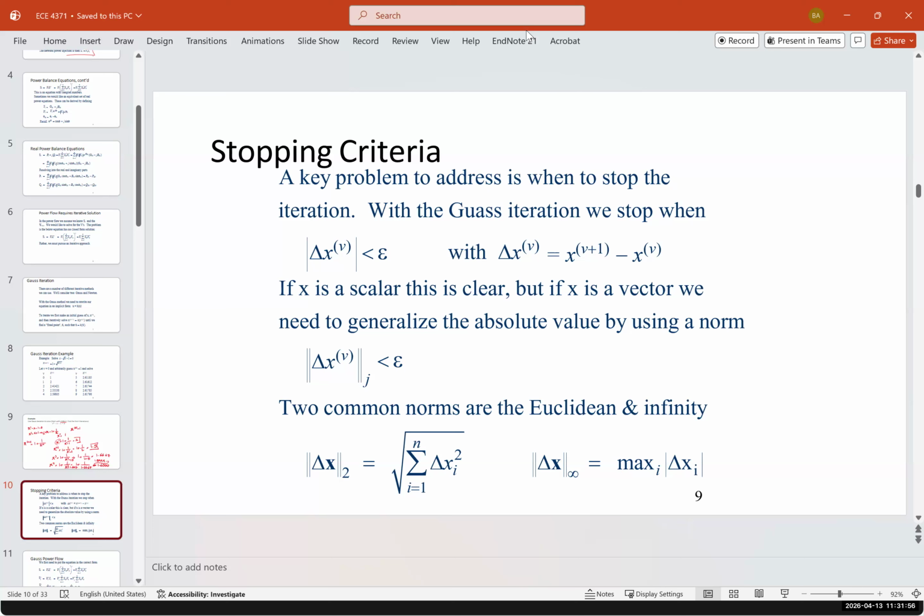So we're going to have the 2 norm of delta x, which is the square root of the sum from 1 to n of delta xi squared. And the infinity norm of delta x is equal to the max over i of the absolute value of delta xi.